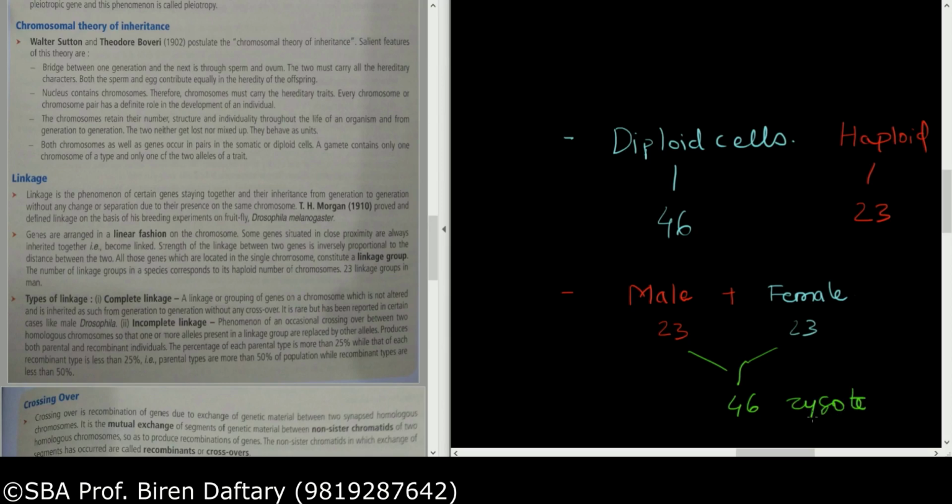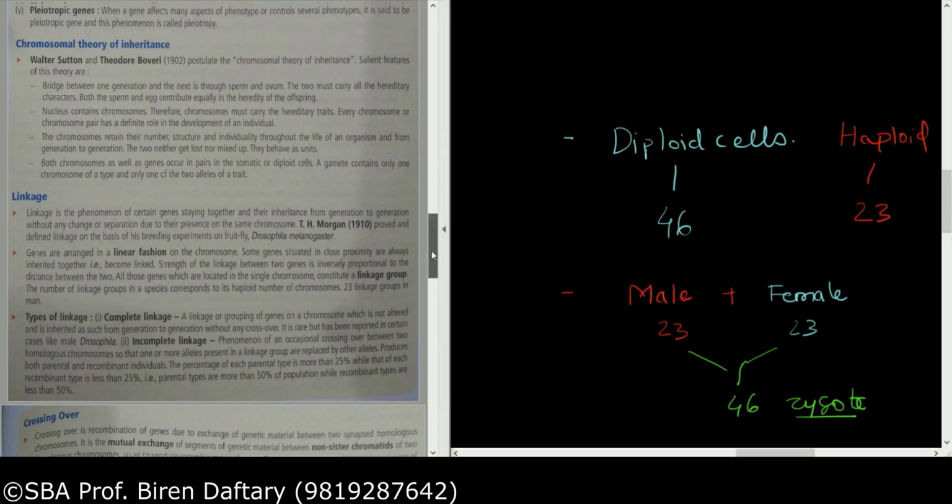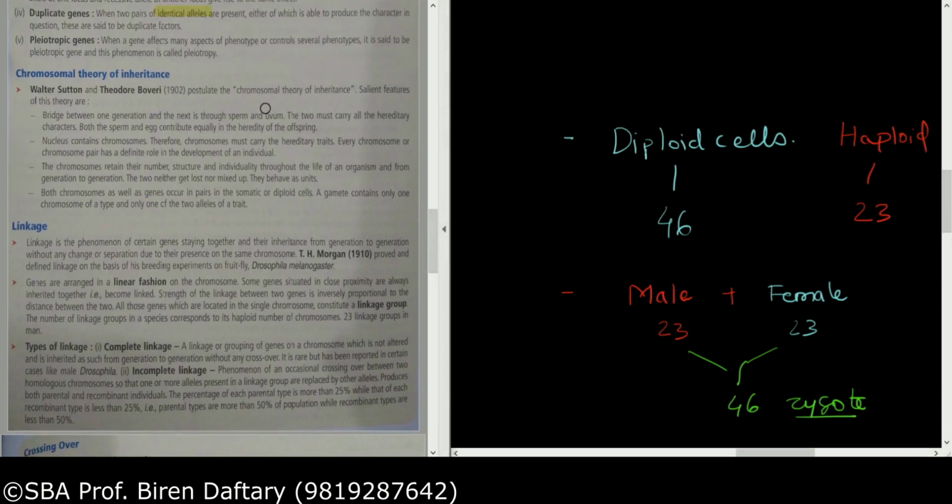And the zygote is the first cell of the new individual. It will again multiply, forming the embryo, fetus, and so on. All these points are just mentioned over here. If you want, you can read them. Very important for your board exams. This theory was given in 1902 by Sutton and Boveri.